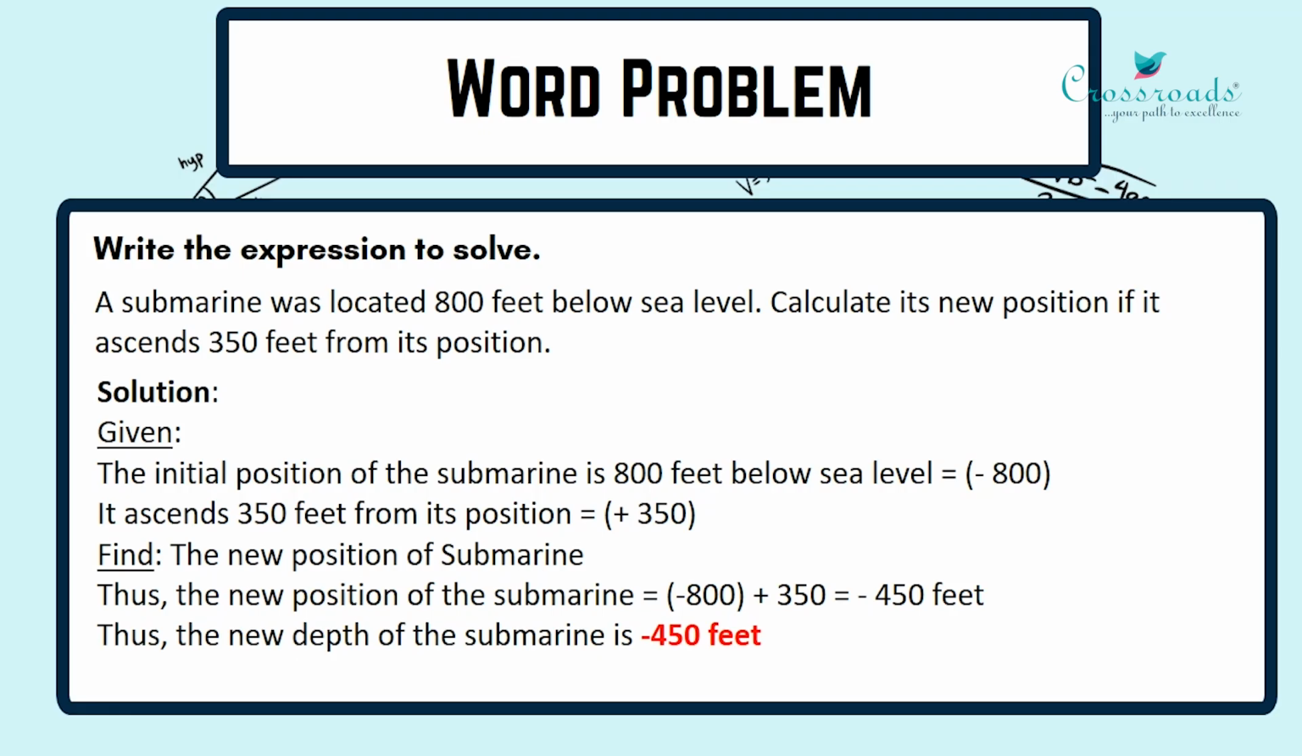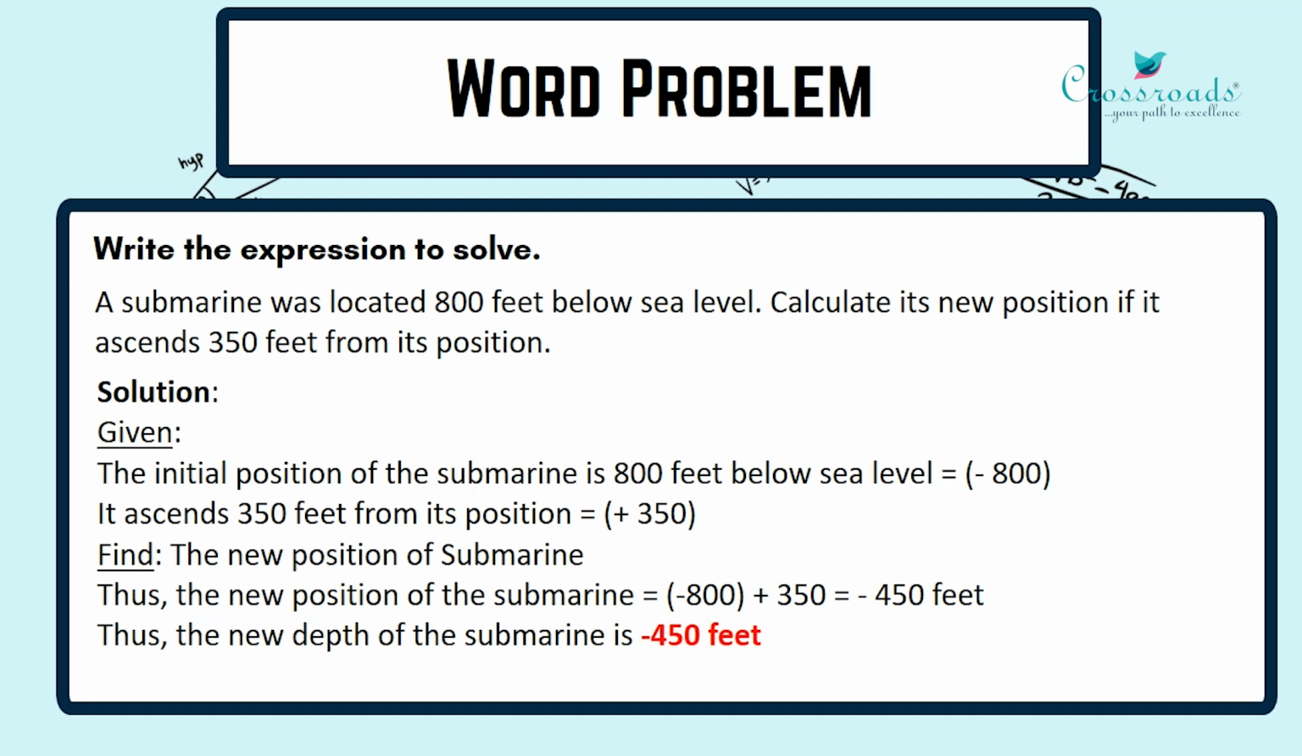Let's see one more word problem or statement problem. A submarine was located 800 feet below sea level. When we say below sea level, it's nothing but minus, the negative number. Okay, so 800 feet below sea level. Calculate its new position if it ascends. Ascends means it's going up, 350 feet from its position. Okay, so how are you going to approach the solution? First you're going to write given, then find, and then do the final calculation of the solution.